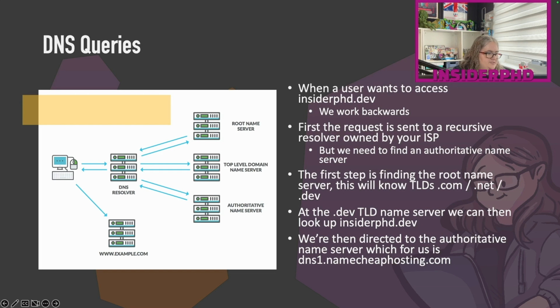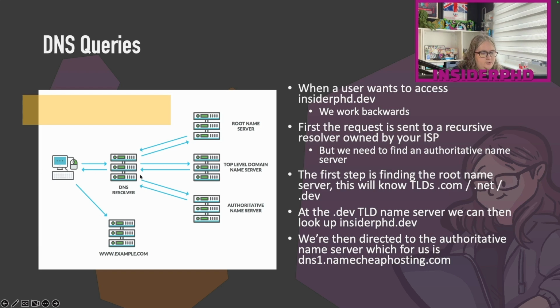That's the final part of a domain name: .com, .net, .dev, .uk, etc. Once we access that, it will say, "Oh, you're looking for a .dev. You need to access this name server." So then we go to the .dev name server, and we can look up insiderphd.dev. When we find that, it will say the authoritative name server for that domain name is actually Namecheap. So that's the actual DNS that you set, the authoritative name server.